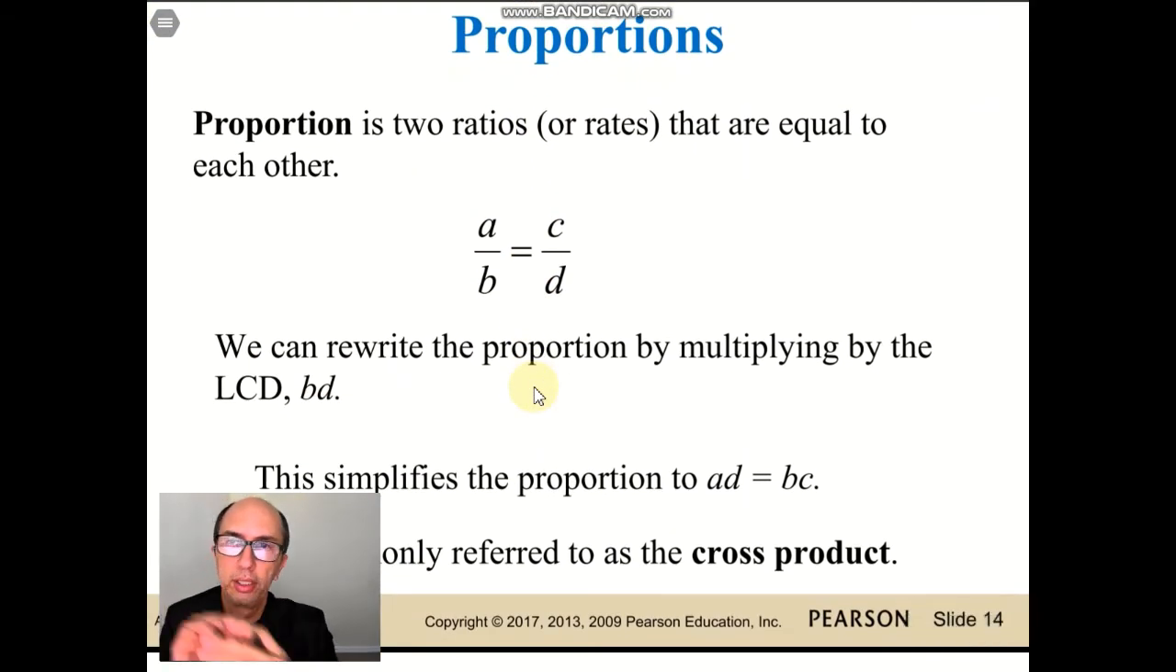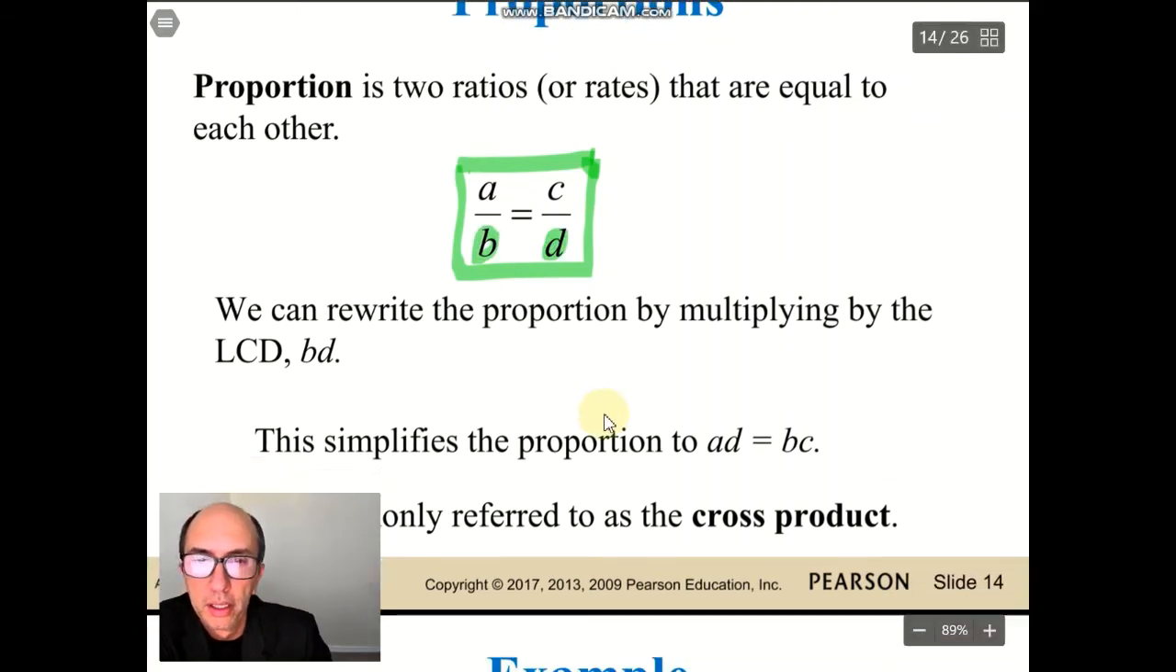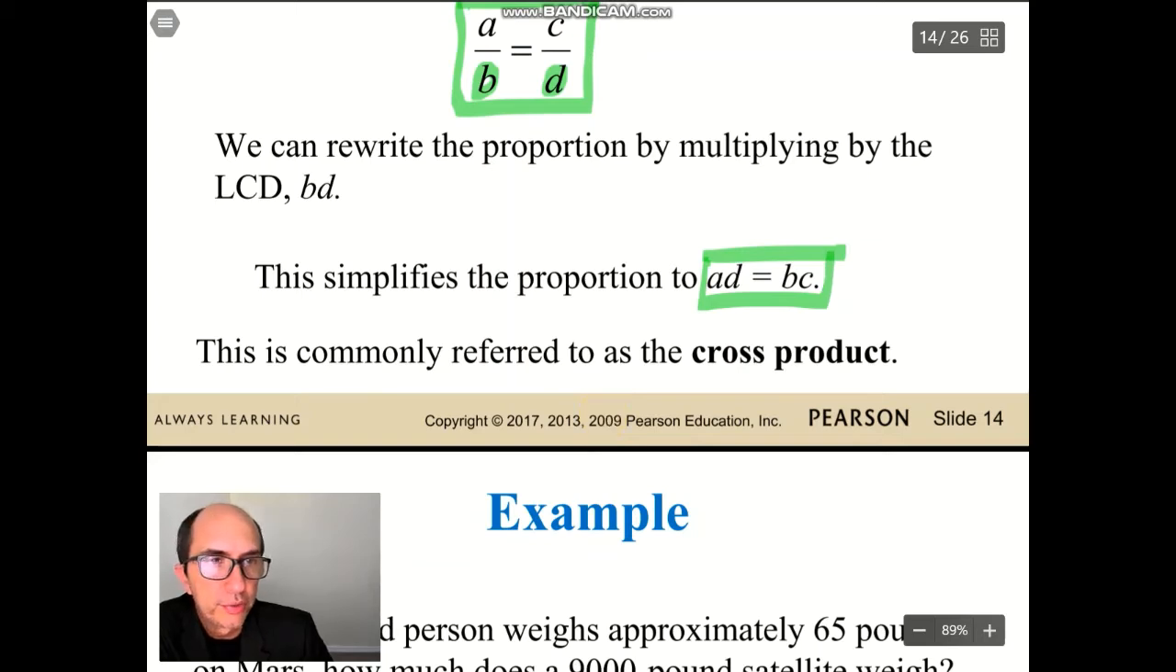Let's check another definition. A proportion is two ratios or rates that are equal to each other. This is an example of how a proportion looks. We can rewrite the proportion by multiplying by the least common denominator, b times d. This simplifies the proportion to a times d equals b times c, and we usually refer to this as the cross product. A times d equals b times c. Okay?